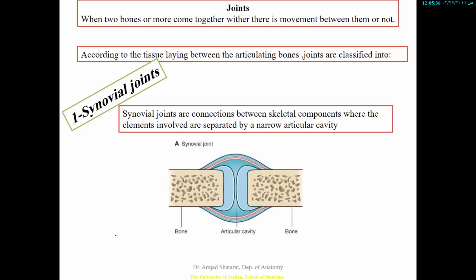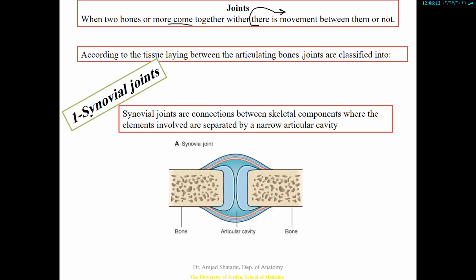Now, we have said the first part. We talked about the first part of the definition, and let's carry on here to talk about the movement. Joints, it's when two bones come together, whether there is movement between them or not. However, this definition leaves us with the fact that not all joints move. Some of them obviously don't move. We will talk about the movements later on.